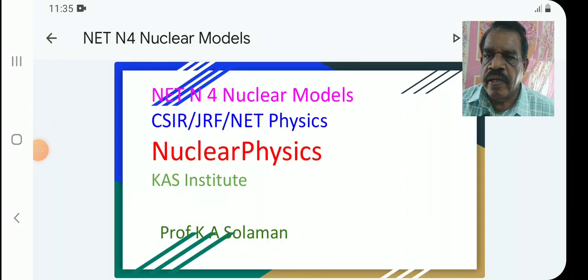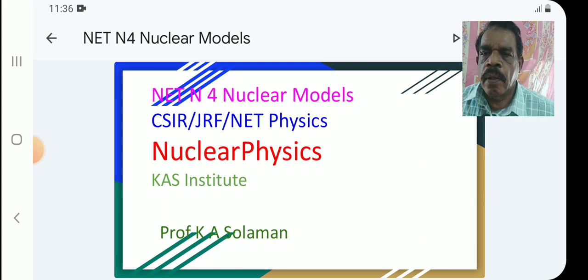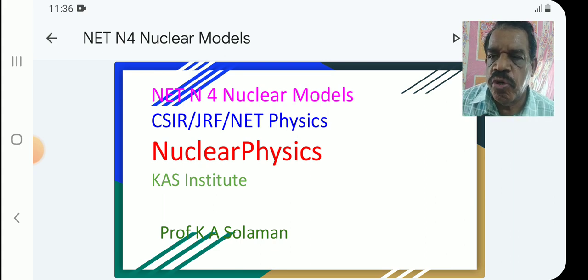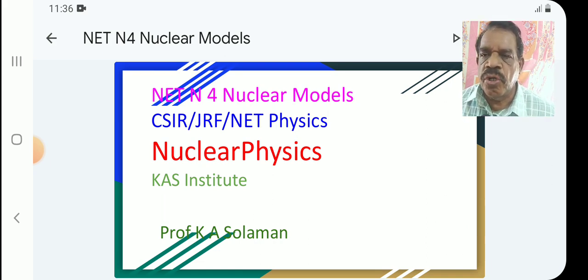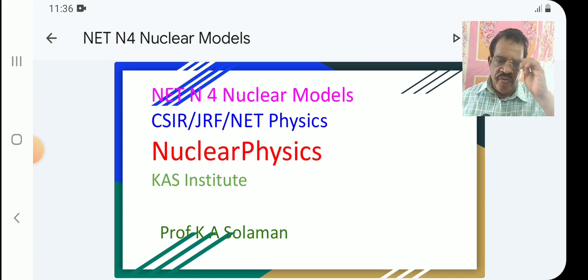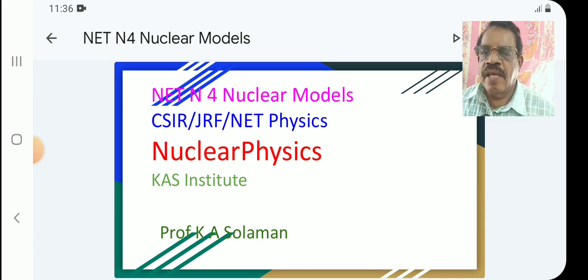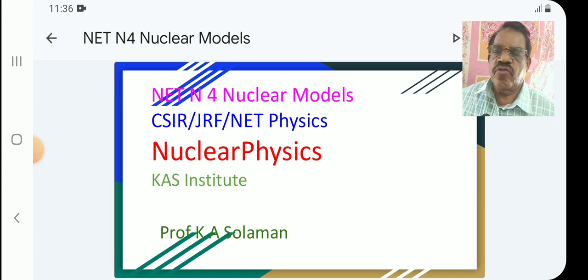CSIR JRF NET physics class, nuclear physics class number 4. Some questions based on nuclear models, liquid drop model, etc. All are previous CSIR JRF NET questions.